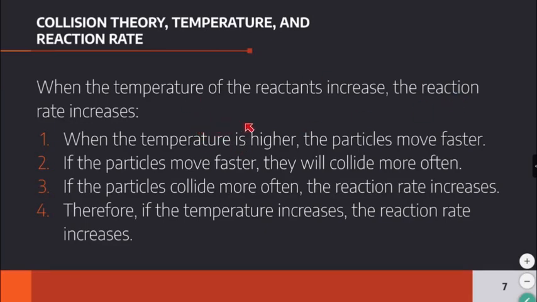So, when the temperature is higher, we know the particles move faster. If the particles move faster, they'll collide more often. If the particles collide more often, the reaction rate increases. Therefore, if the temperature increases, the reaction rate increases. So, same logic we did with concentration, it's just now they're moving faster, so they're going to collide more often. If we have the 20 people on a basketball court, if they're moving very, very slowly, they're not going to collide very often. But if they're running full blast, they're going to run into each other much more often, and they're more likely to, quote-unquote, react as they run into each other.